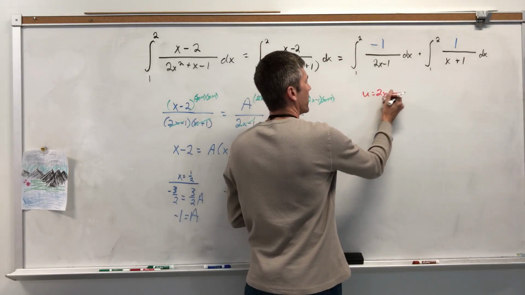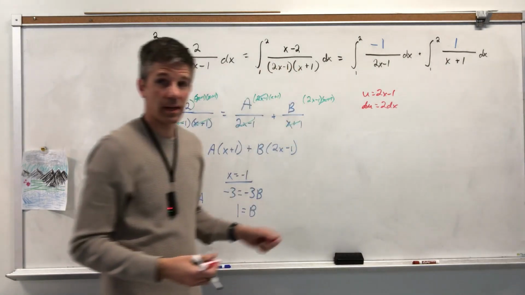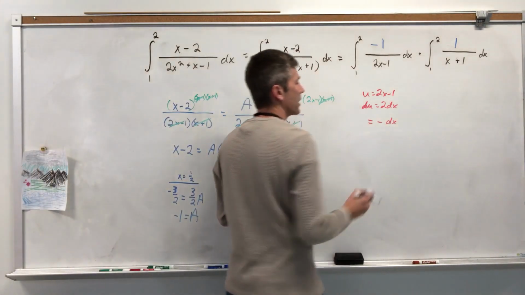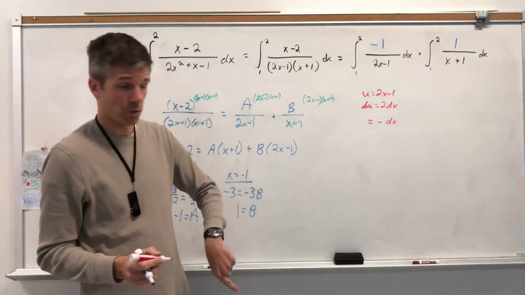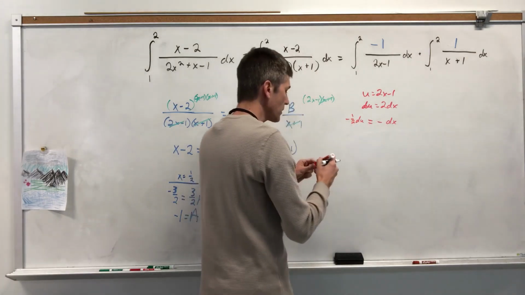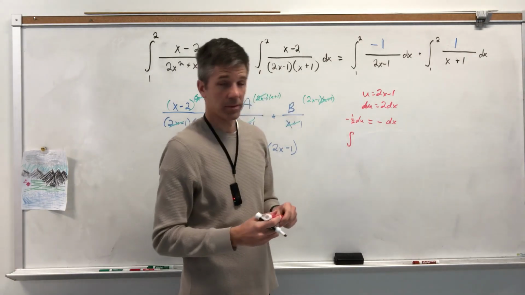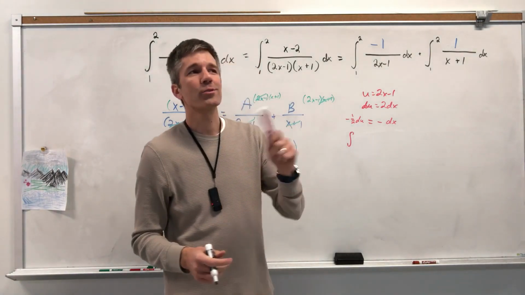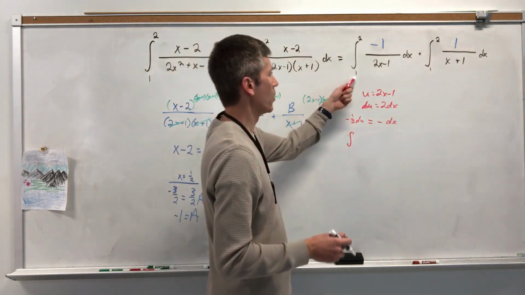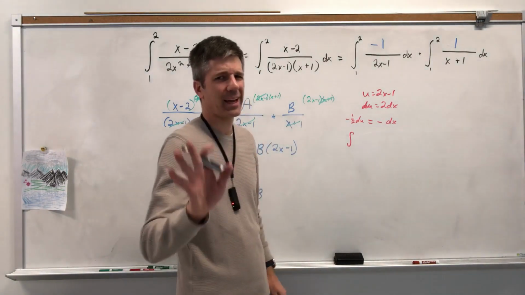u is the denominator. The derivative of that is 2 dx. I don't want 2 dx, I want negative 1 dx. In order to get a negative 1, I had to divide by 2 and multiply by negative 1. So negative 1/2, we'll call it that. So what I'm really dealing with here is the integral from, actually this is u substitution with definite integration, which means I would have to sub 1 in here and 2 in here, and I'm not going to do that. I'm just not going to do it. Hang with me, you'll see.